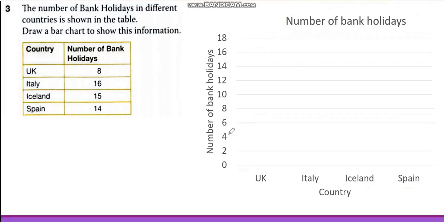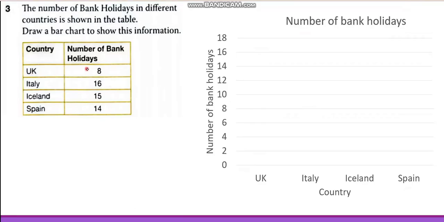And also we need to observe here that I represented the numbers from 0 to 18 because the maximum number of holidays was 16. So the interval of the values should be reasonable. Like I have taken the interval as 2, meaning the step size is 2, from 0 to 2, and then 4, then 6, then 8. Now let's draw the bars.